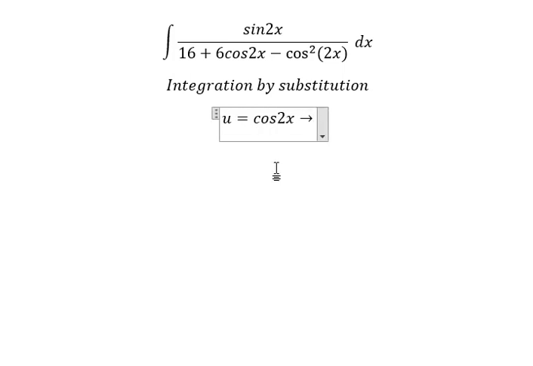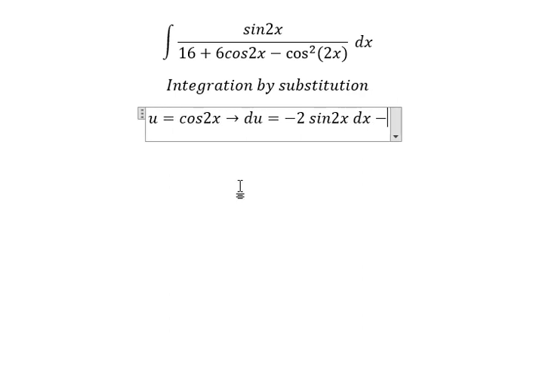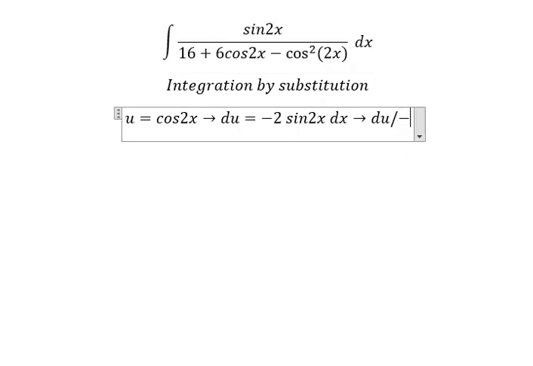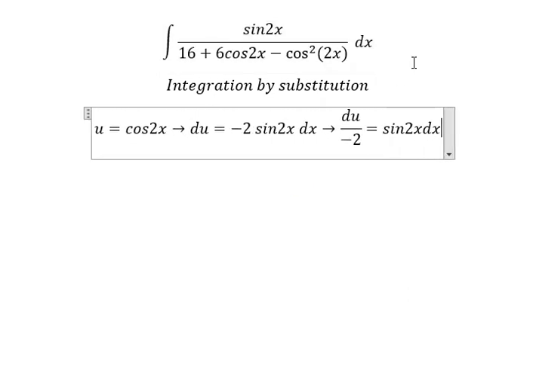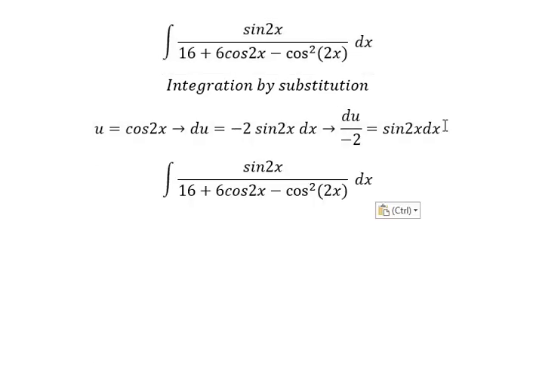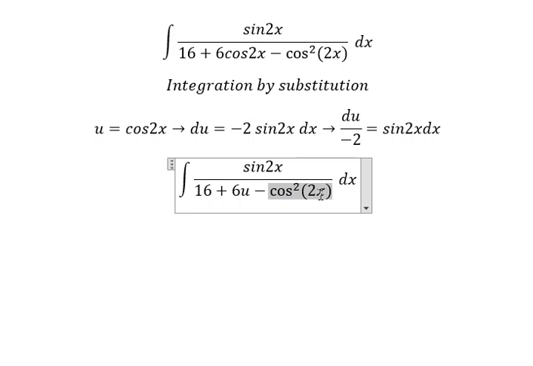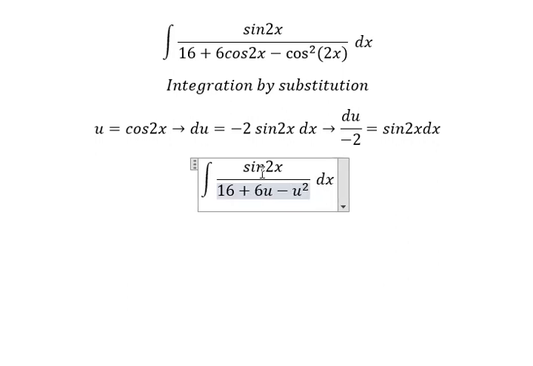Later, we need to do the first derivative for both sides, and we have negative 2 sine 2x dx. Because we don't have negative 2, we need to divide both sides by negative 2. So this one we change for u. This one we change for u. Sine 2x dx we change for this one.